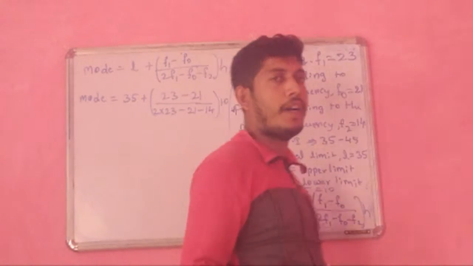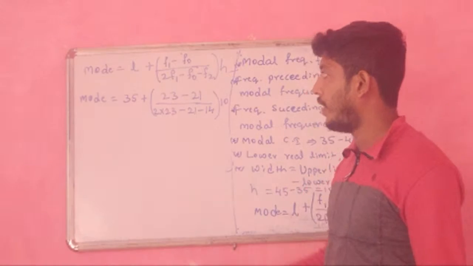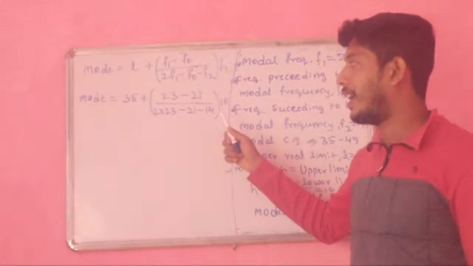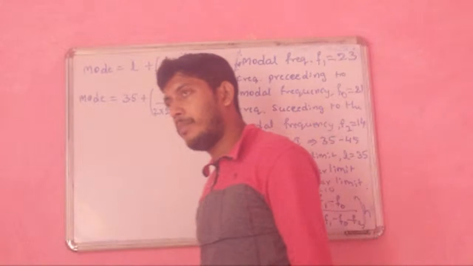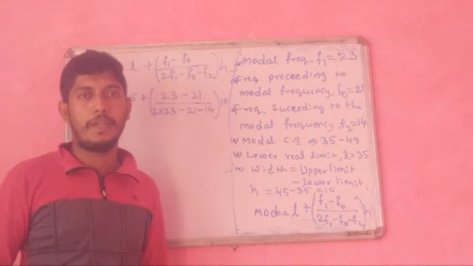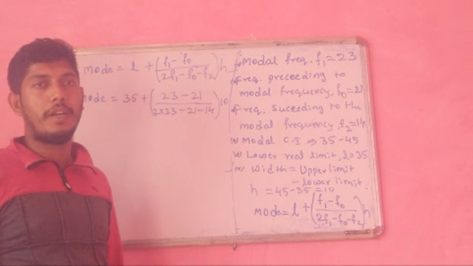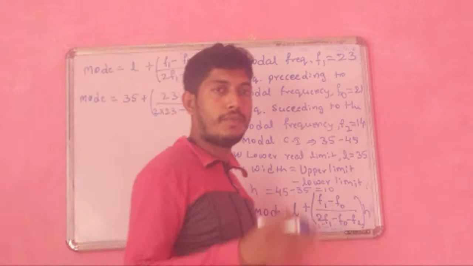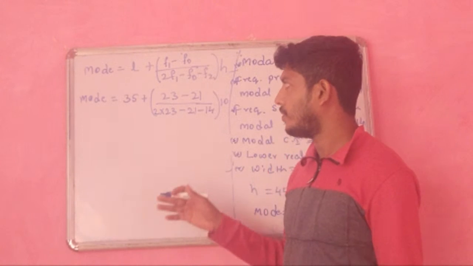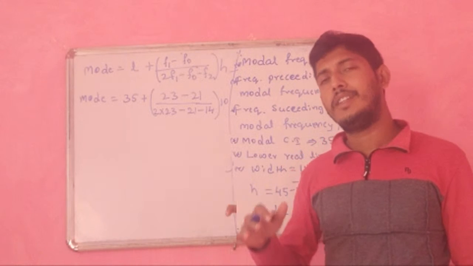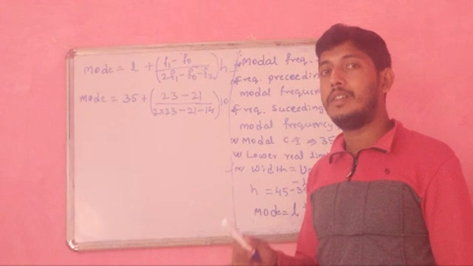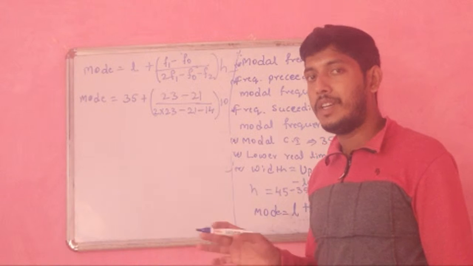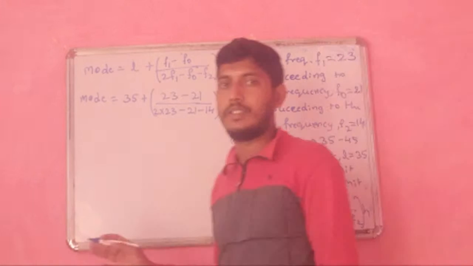Now after the substitution, we have to simplify. How to simplify this? First we have to solve the terms which are present inside the bracket. In the bracket also, first we have to do multiplication, and next subtraction, because we have to follow the BODMAS method. In that, first we do division, then multiplication, then addition, then subtraction. But before that we have to see whether terms are present inside the bracket. If they are present in the bracket, then we have to solve that first.